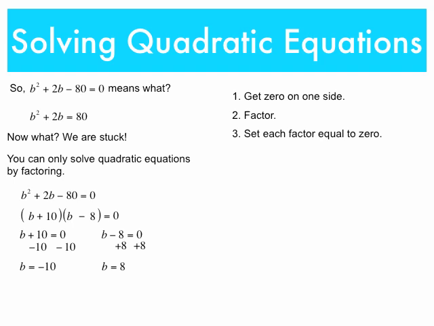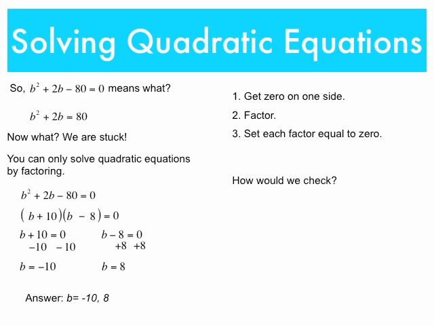Generally, this comes with a big kind of asterisk next to it. If you have a b squared equation, you'll have two solutions. You might have a repeated solution, you might have imaginary solutions, but let's put it this way, you'll have at most two solutions. So my answers would be b equals -10 or b equals 8.